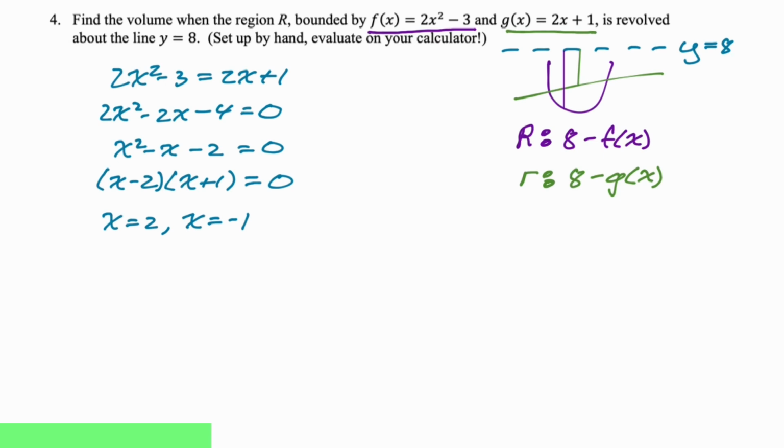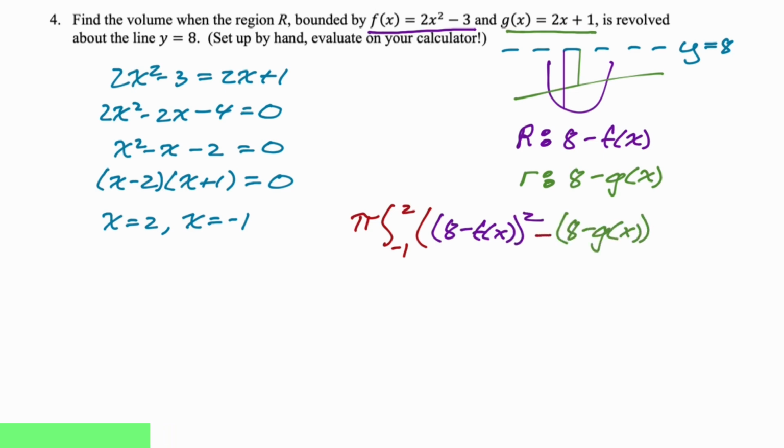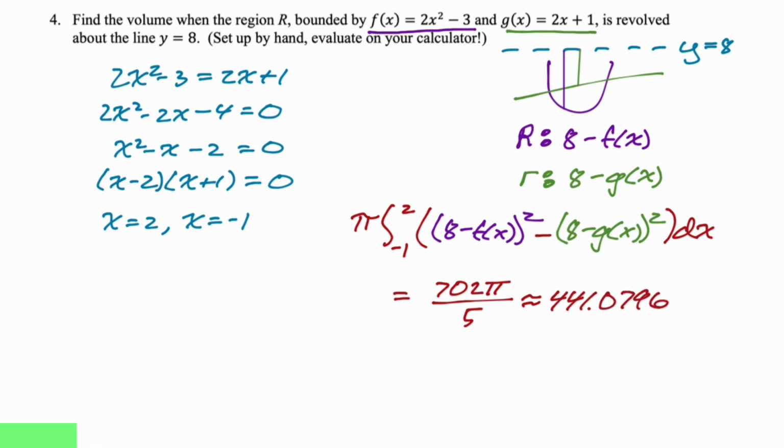We're doing pi, the integral from -1 to 2, and then it's just big R squared, so 8 minus f of x squared, minus little r squared, which is 8 minus g of x squared, and then dx. Then we go to the calculator, we use it, I got 702 pi over 5, or approximately 441.0796. I went to 4 decimals there because I really hate rounding that number to 441.080. I don't know, it just bothers me. You could round it, you could not round it, it doesn't make a difference.